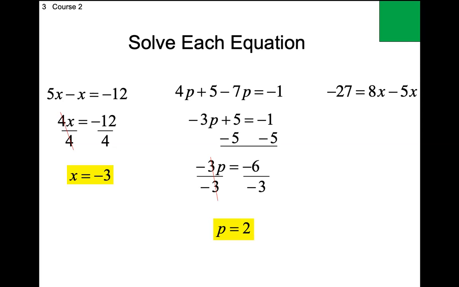Nothing to do on the left side here, but on the right side, 8x minus 5x is? 3x. Dividing both sides by 3, we get x equals -9, or -9 equals x, however you want to write it. We okay? Yeah, sure. So technically, that's the only new stuff for today. There is something at the end, some word problems, but it's not really new.